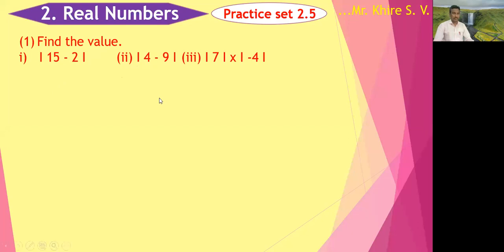Now we'll see example number 1. Mod of 15 minus 2, or modulus of 15 minus 2. You know 15 minus 2 is 13. Means mod of 13, and mod of 13 is only 13. Positive value does not change, it will become positive 13. If there is negative 13 in mod, if mod of minus 13 is there, then also it will become positive 13 or plus 13.